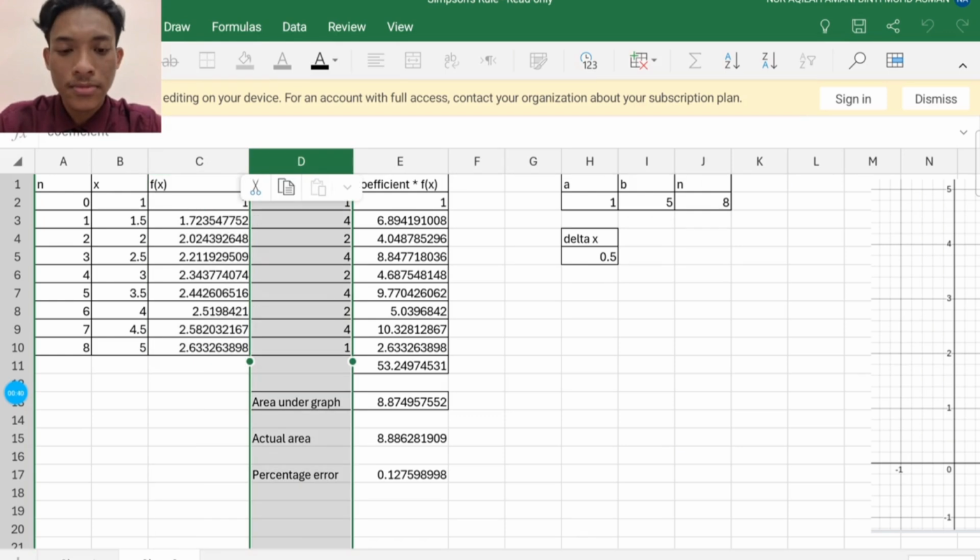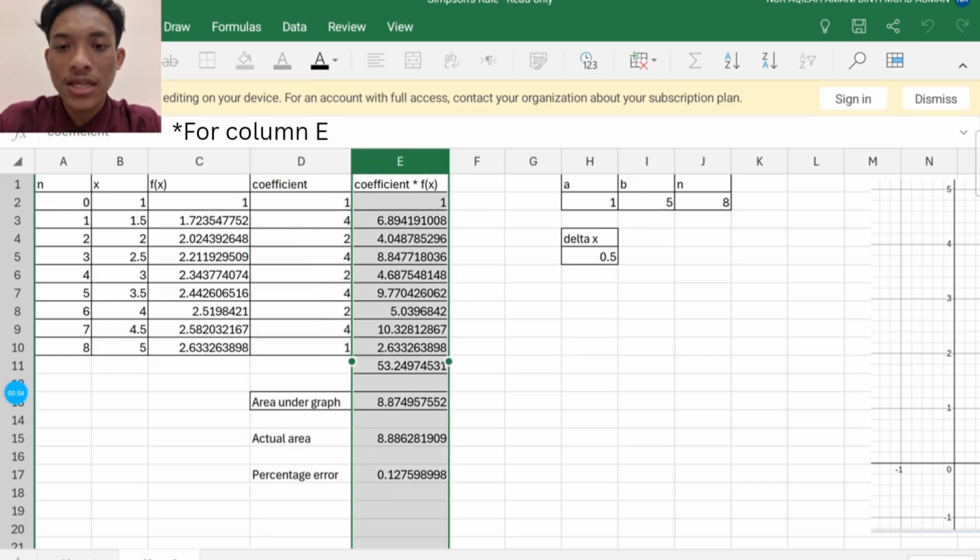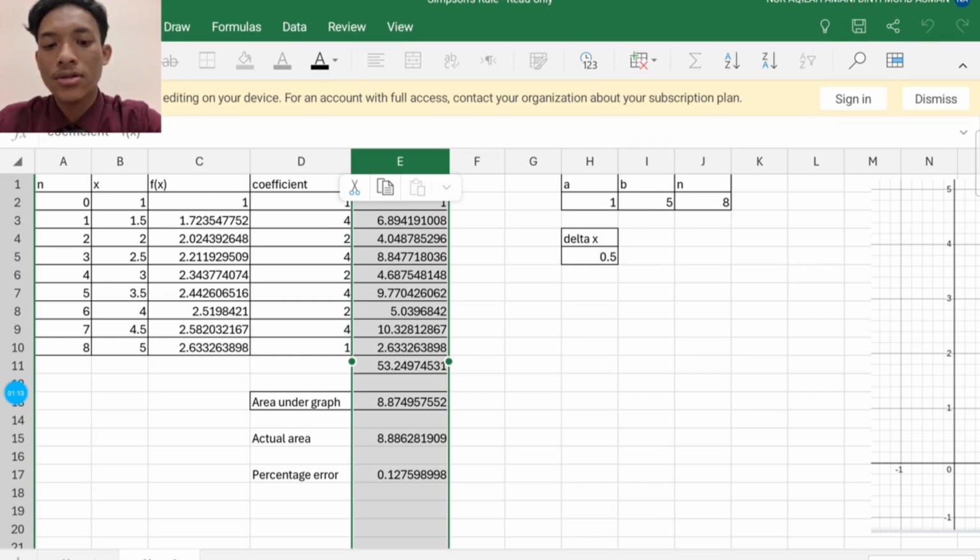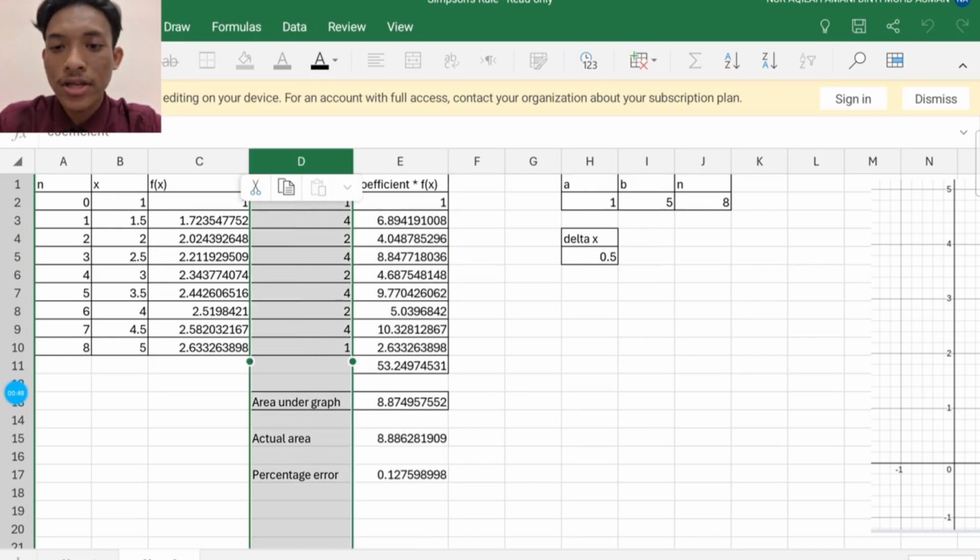For the next column, we list down all the coefficients that we got from Simpson's rule, starting from 1, 4, 2, 4, 2, 4, 2, 4, 1. And for the last column, it's the value that we get by multiplying the coefficient and f(x), and we sum up the values. We got 53.2497451. To calculate the area under the graph, we use the equation 1 over 2 divided by 3 multiplied with the total.